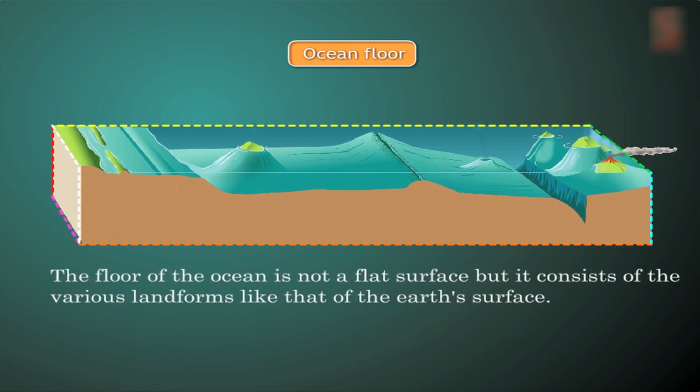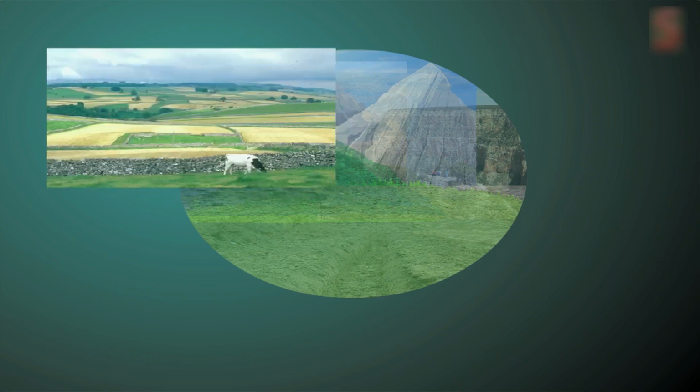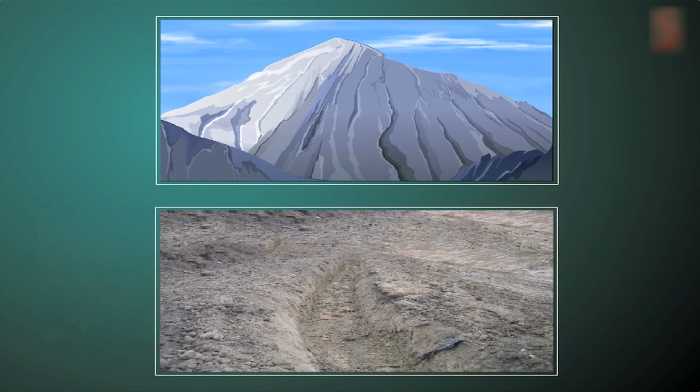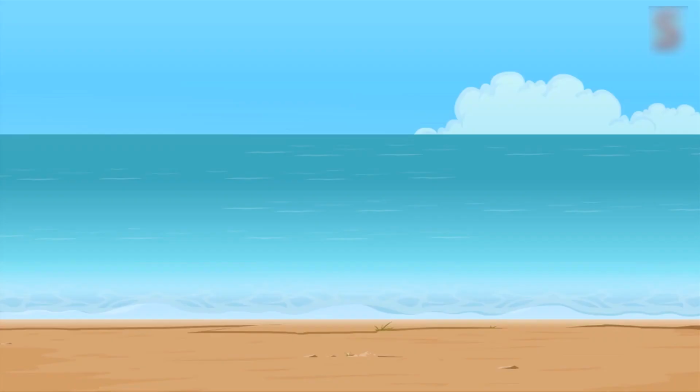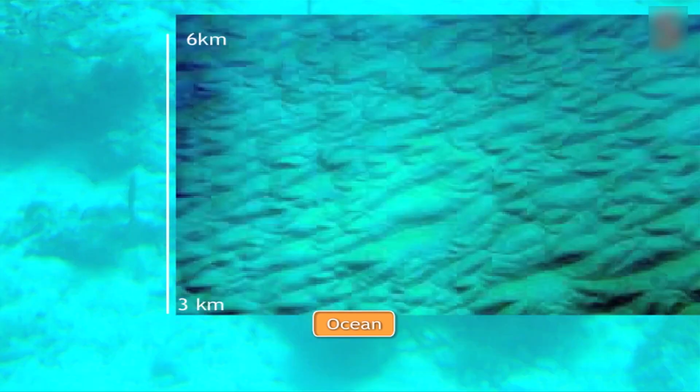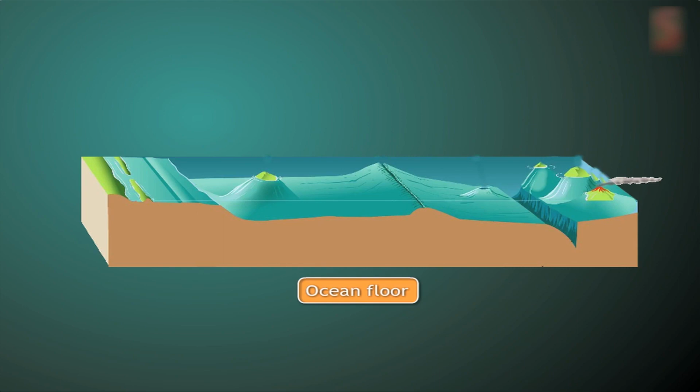The floor of the ocean is not a flat surface, but it consists of various landforms like that of the Earth's surface. It also contains various landforms like the hills, plateaus, plains, mountains, trenches, etc. Students, can you believe that trenches or the ditches in many of these oceans are so deep that they can even drown huge mountains? Around 3 to 6 kilometers below the sea level is what constitutes the major part of the ocean floor.